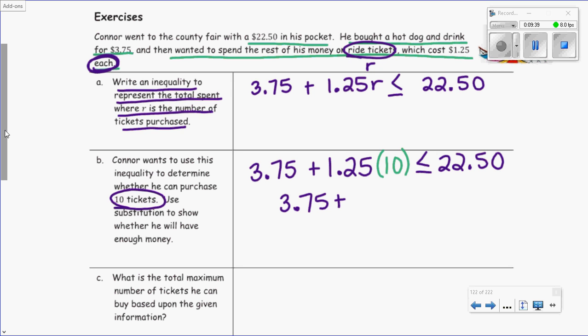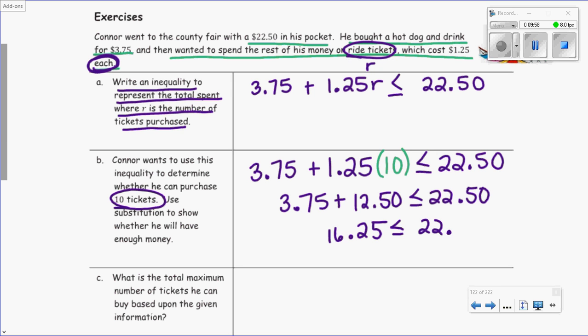Okay, 375 plus 1250, because 125 times 10 is 1250. Is that less than or equal to 2250? Yes, it is, because it's only $16.25.